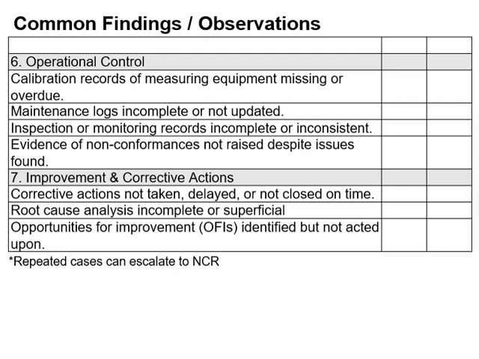Today, we're going to proceed with operational control. This is more relevant to those involving the equipment that requires maintenance and calibrations, especially the equipment and its well-being having direct relations to the qualities of the products or services provided by the organizations. Among the common observations include calibration records of measuring equipment missing or overdue, maintenance logs incomplete or not updated, inspections or monitoring records incomplete or inconsistent, and evidence of non-conformance not raised despite issues found.